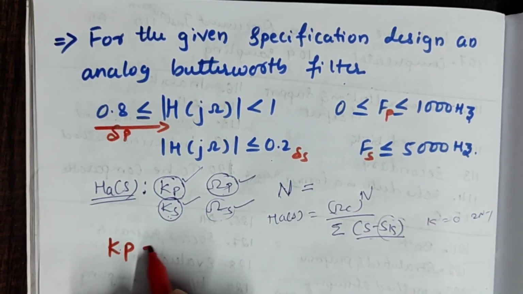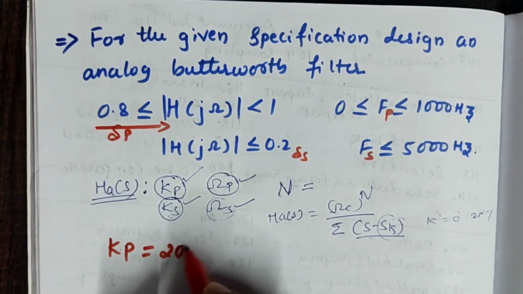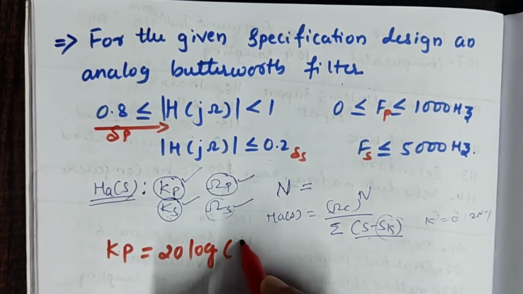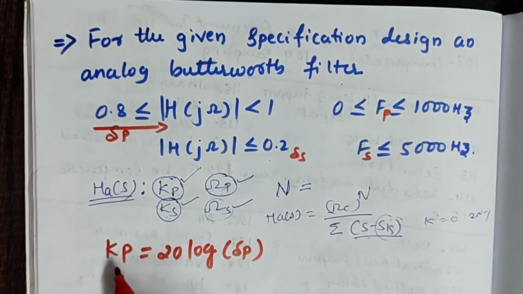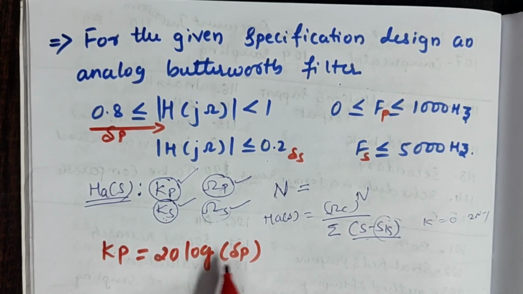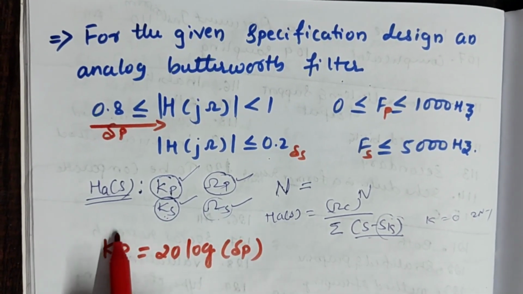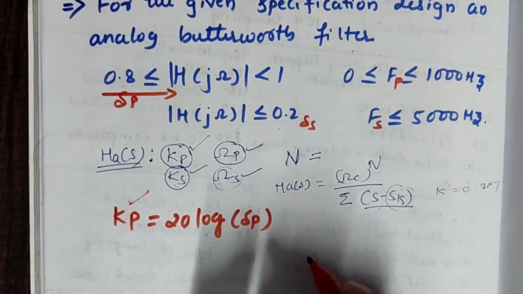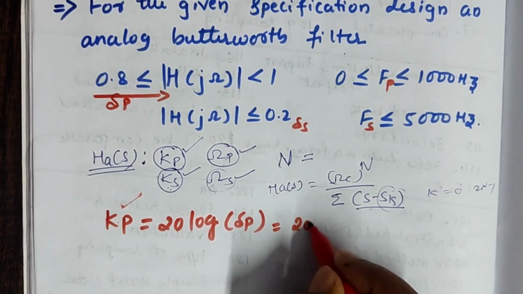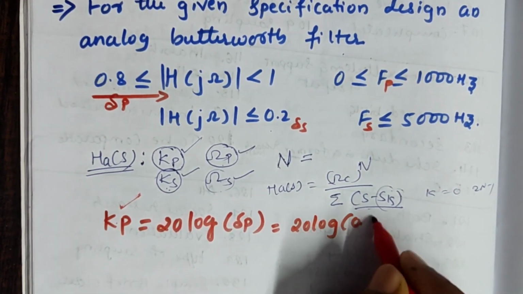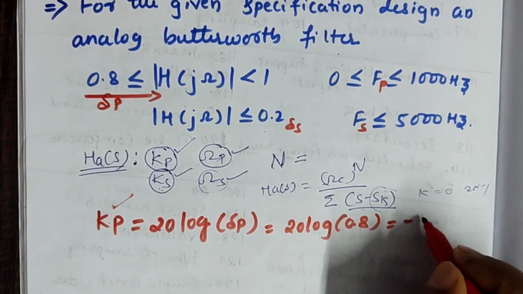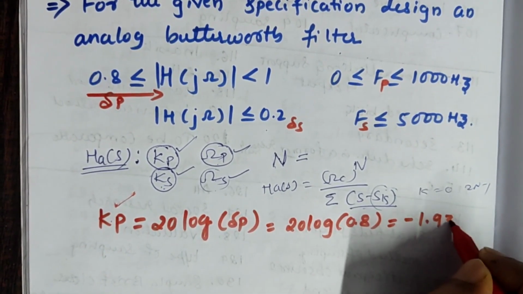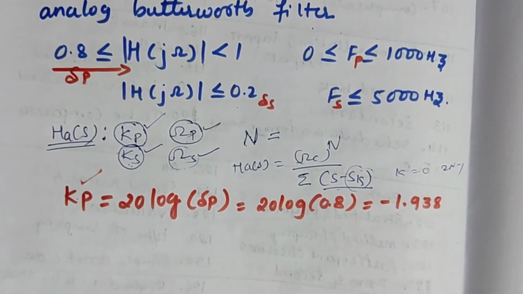So Kp is equal to 20 log of delta P, that is our formula. Most of the time Kp they will provide. If not, we have to use this formula, 20 log of delta P. When we substitute this, 20 log of 0.8 comes to minus 1.938. This is our Kp.